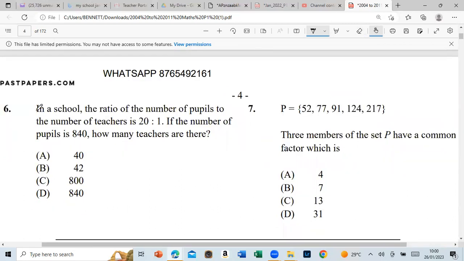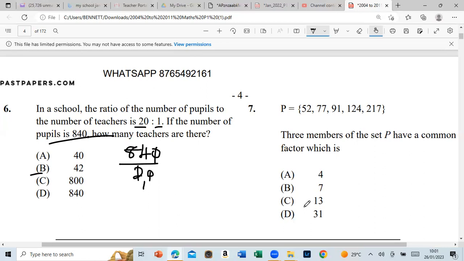In a school, the ratio of the number of pupils to the number of teachers is 20 to 1. If the number of pupils is 840, how many teachers are at the school? So for every 20 students, you're going to have one teacher, or each teacher has 20 students. So all we have to do is divide 840 by 20. Divide by 10 first, and then we divide by 2. So that's 42.